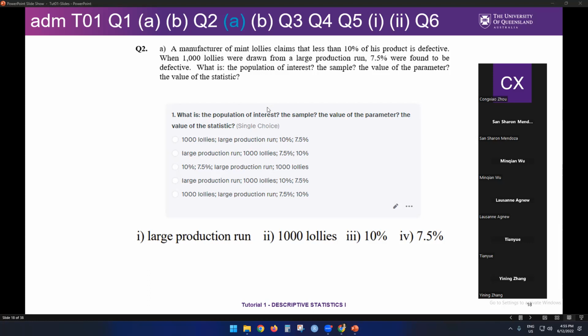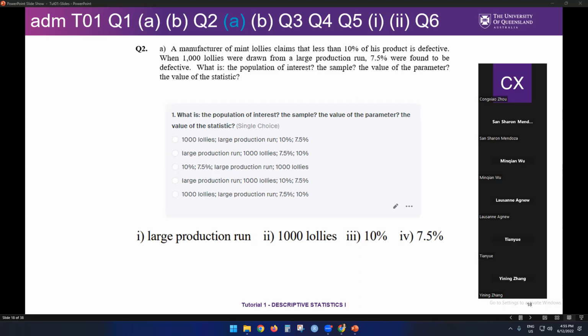Then the parameter, the thing that we're trying to estimate, is the manufacturer's claim of saying less than 10% of his products are defective. And then we were like, oh, how to check that? We took 1,000 lollies and we verified, and amongst those 1,000 lollies, 7.5% were defective.